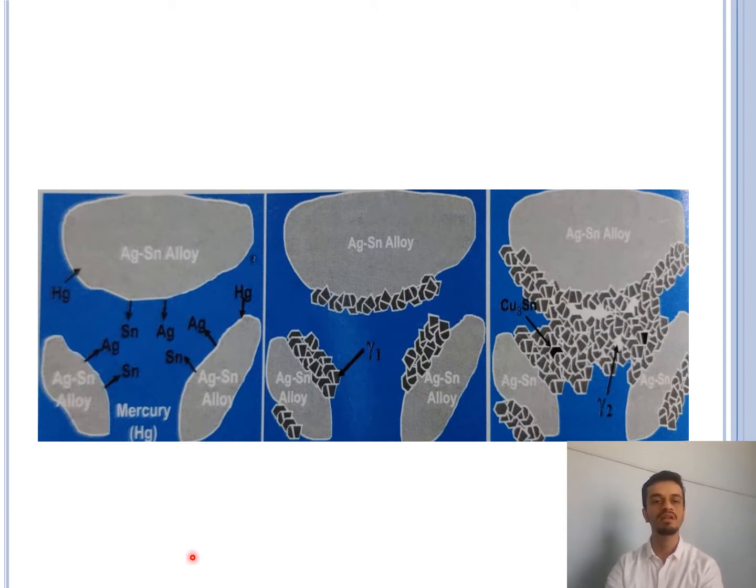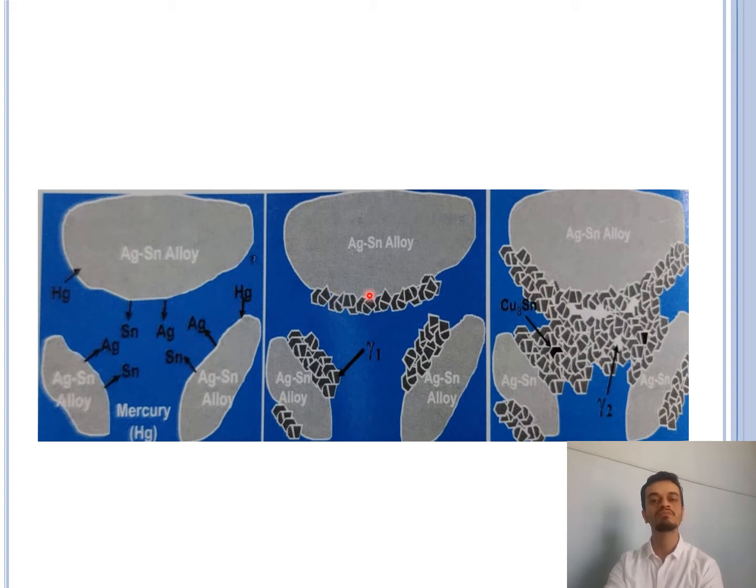We can appreciate this in the diagram. Here there is the presence of silver tin alloy like this, and here there is the presence of mercury. When the silver tin alloy is mixed with mercury, silver and tin enter into the mercury. At the same time, mercury will start to dissolve silver and tin. So the initial reaction product formed is in the form of gamma 1 crystals around the unreacted silver tin alloy.